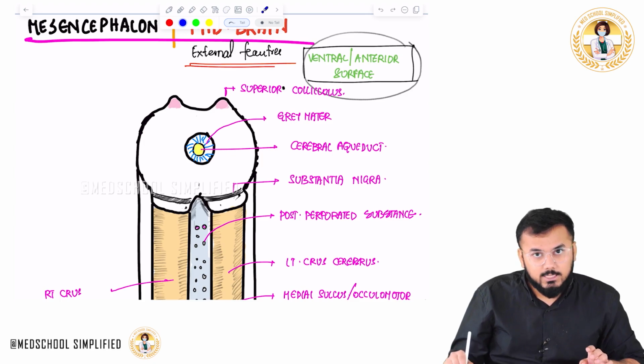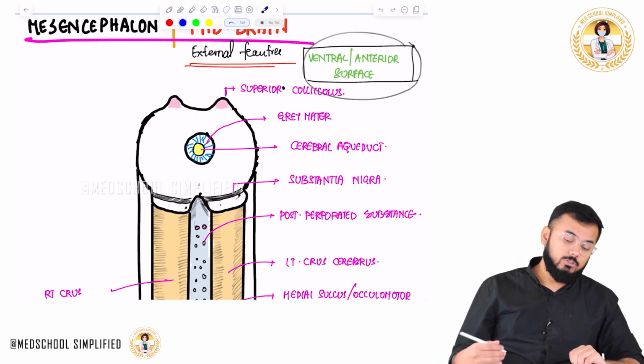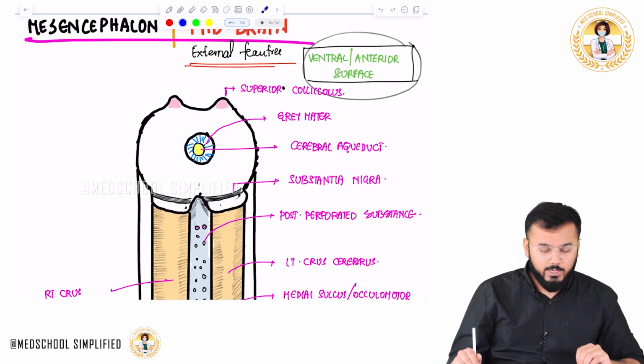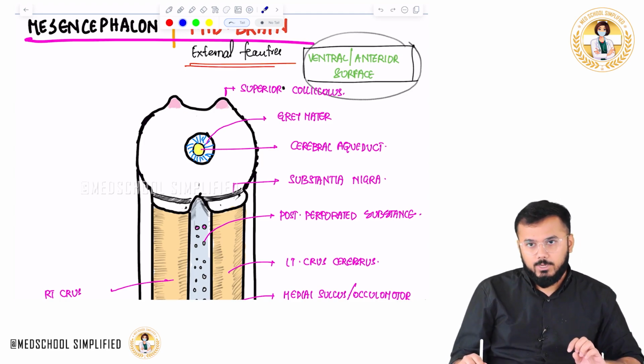Now next, what shall we discuss? Next we shall discuss the external features of the back, I mean the dorsal surface. Okay. So this is all you need to know regarding the midbrain or mesencephalon.